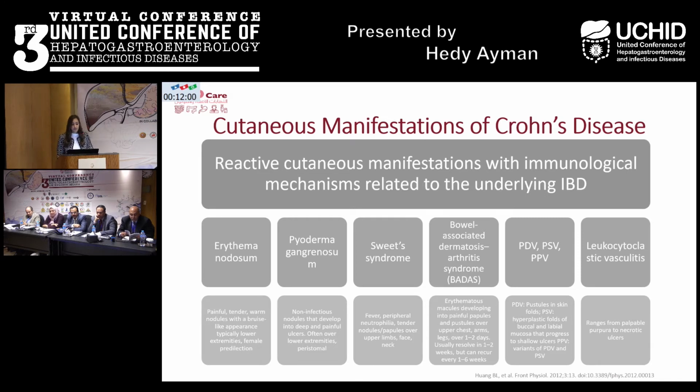Then we have the PDV and PSV and PPV, which are collectively a group of pustules in the skin folds or hyperplastic folds in the buccal and the labial mucosa, progressing into shallow ulcers. Last in this group, we have the leukocytoclastic vasculitis, which ranges from palpable purpura to necrotic ulcers.